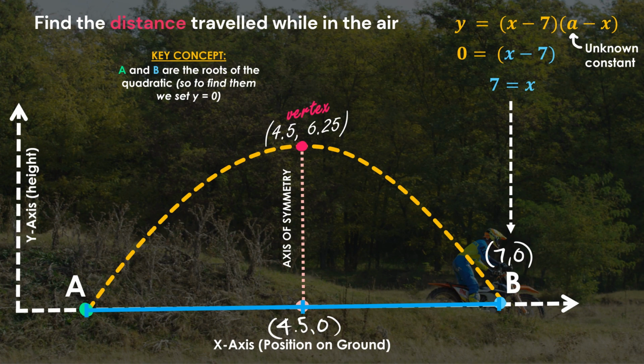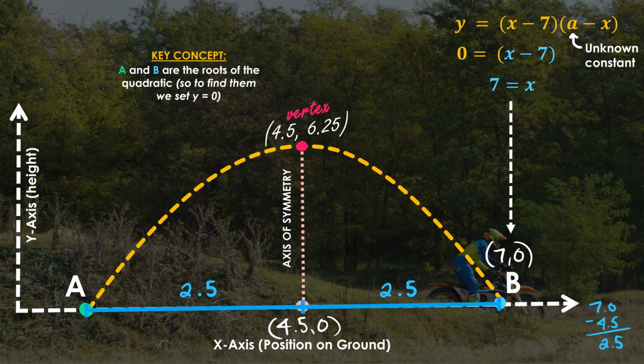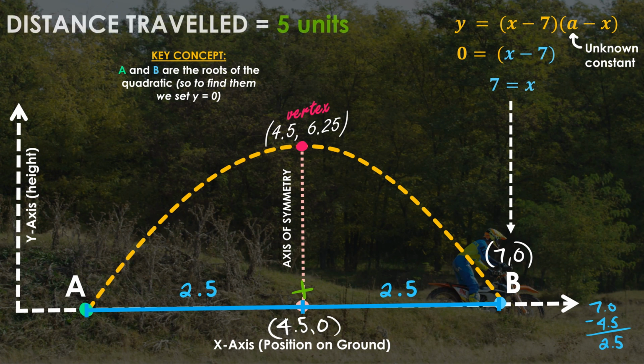Now the distance from here to 7, which is the root we know, is 2.5, since 7 minus 4.5 gives us 2.5. This means that the distance from the unknown root to the axis of symmetry will be 2.5 as well. Therefore, the total distance from point A to point B will be 2.5 plus 2.5, which is just 5.